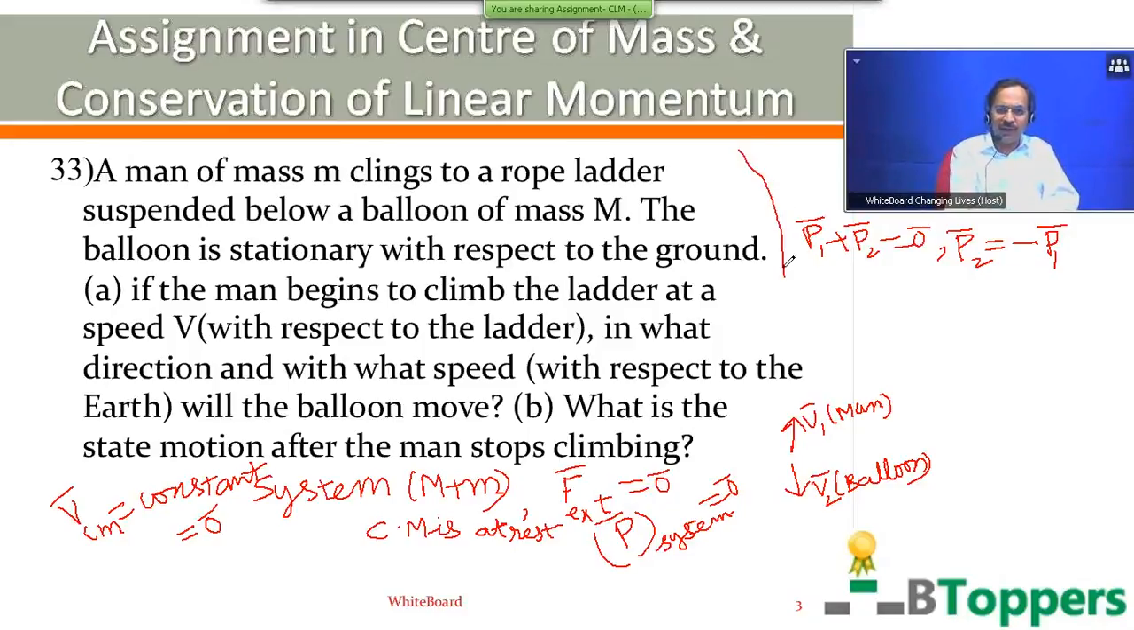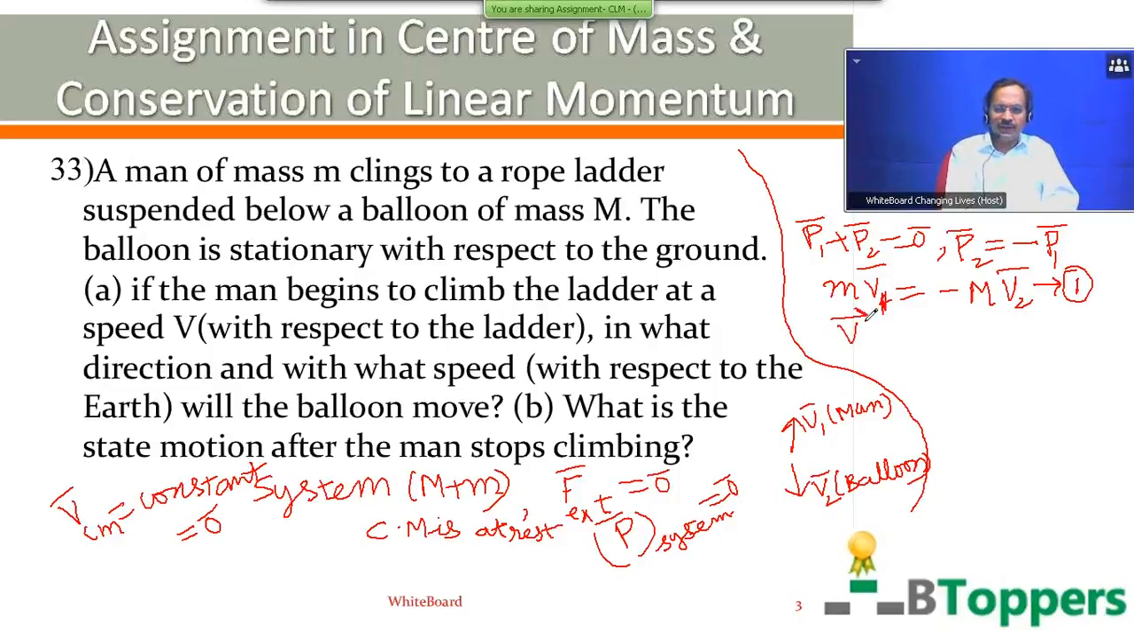So now the two velocities are in opposite directions. So the momentum of the man is equal to the mass of the man times the velocity of the man, which we denoted by V1 bar. The momentum of the balloon is equal to the mass of the balloon times the velocity of the balloon. That means the negative sign indicates that the two velocities are in opposite directions. Here V is the velocity of the man relative to the ladder, meaning relative to the balloon.